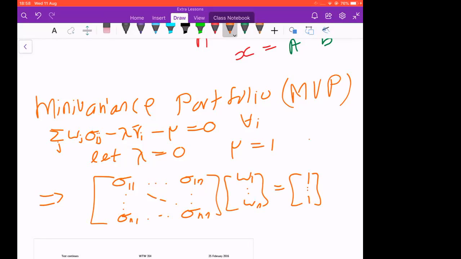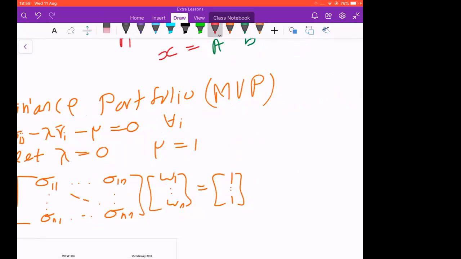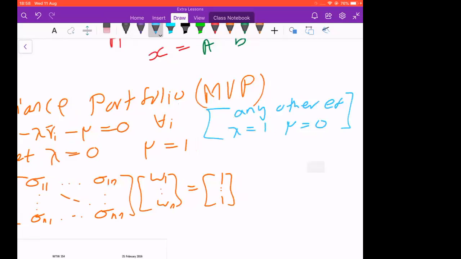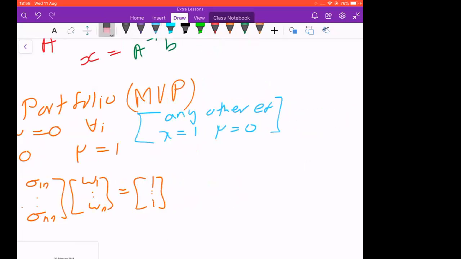If they ask you to find any other efficient portfolio, then you are going to let lambda equal 1 and mu equal 0, and then you will find any other efficient portfolio.